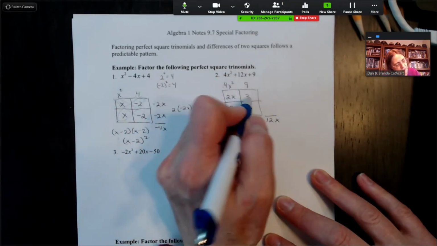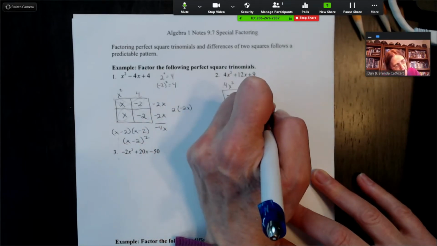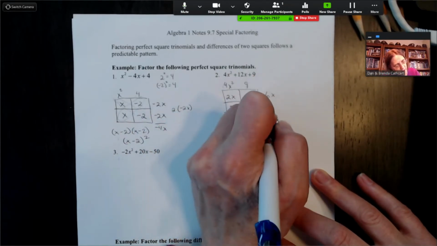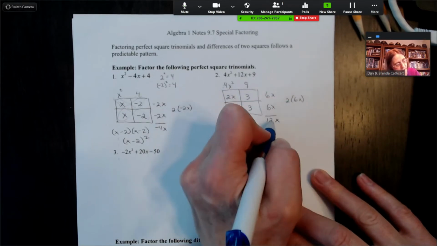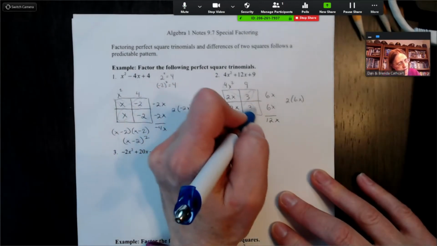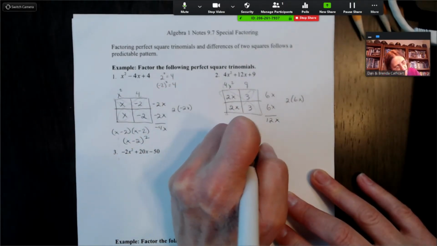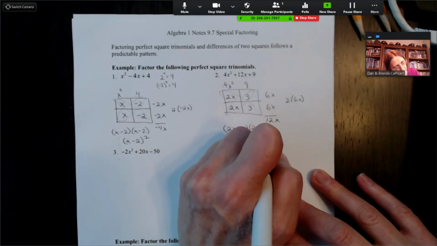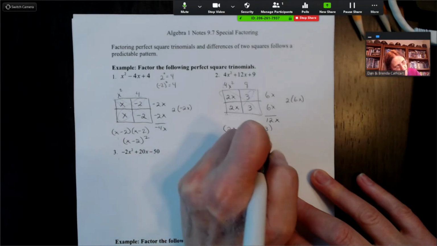Again, notice that these 2 are exactly the same. So 2x times 3 is 6x, and another 6x. We have 2 of 6x to get 12x. Our 2 factors, again, are identical. So we have 2 factors of 2x plus 3, which gives us 2x plus 3 quantity squared.